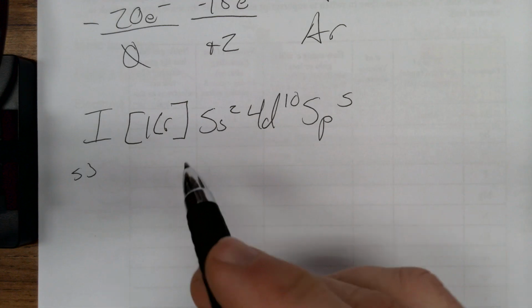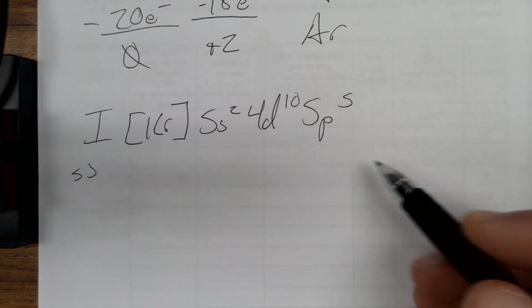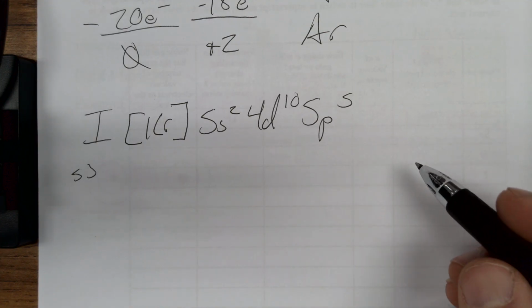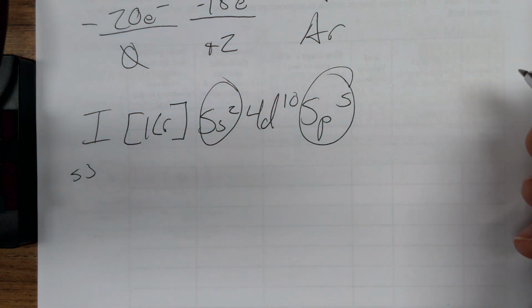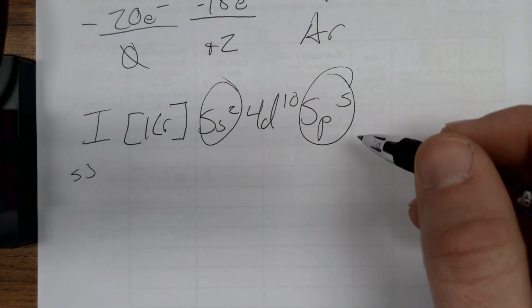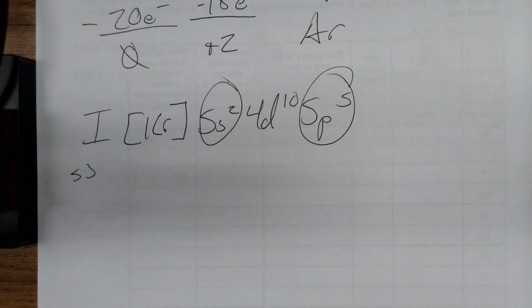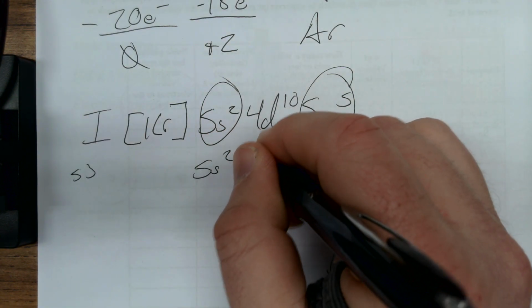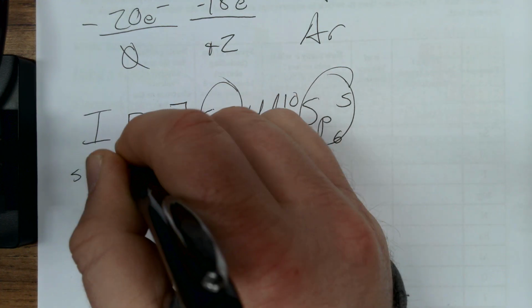So, if I have iodine, I know it's a non-metal. My rule tells me that iodine is going to gain electrons to get to 8 valence electrons. It currently has 7. How many is it going to add? How many valence electrons does iodine need to get to 8? 1. So that becomes 5s2, 4d10, 5p6.